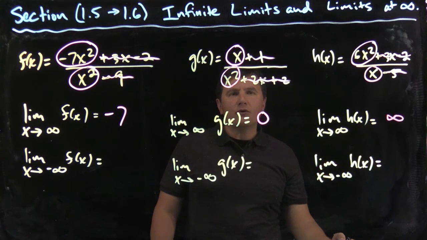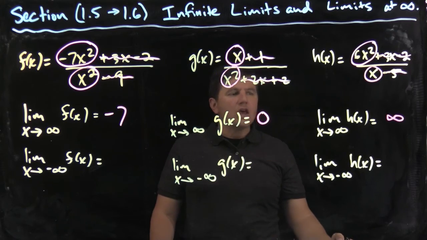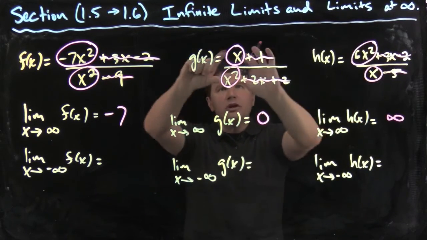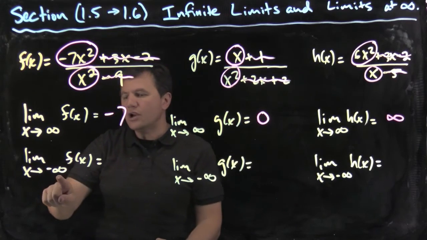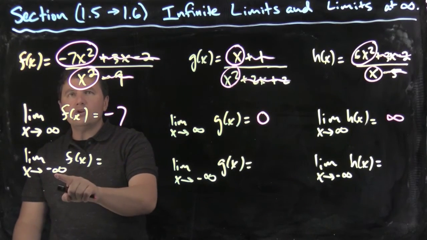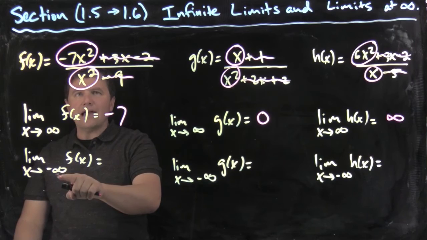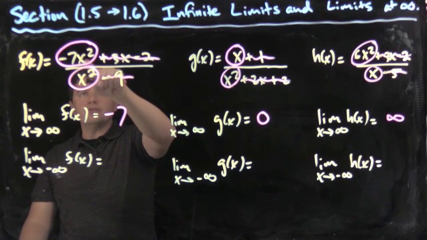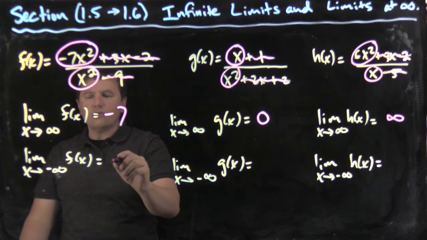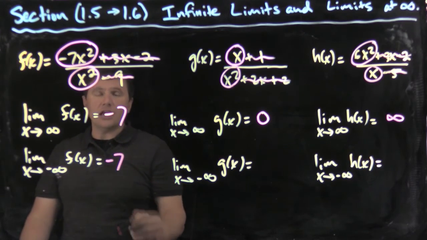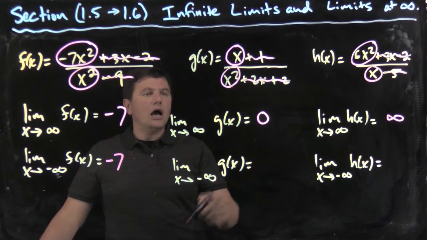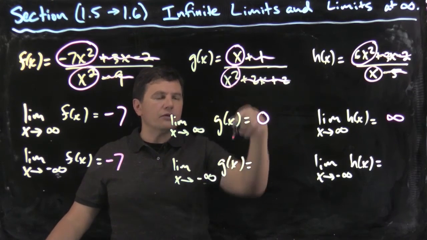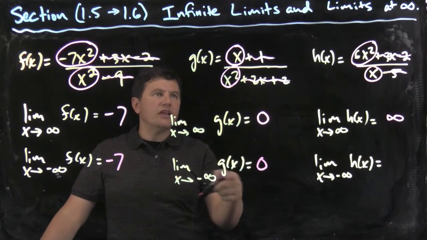Now, we do have to be careful with negatives or positives. If we're going to infinity, it's pretty simple because we're just plugging in positive numbers. If we go to negative infinity, we need to plug in that negative value. Notice here, that's not going to make any difference because both of these are squared, so that's going to be -7 as well. And of course with 0, it never makes a difference, whether it's negative or positive.